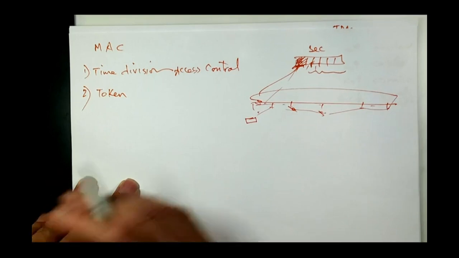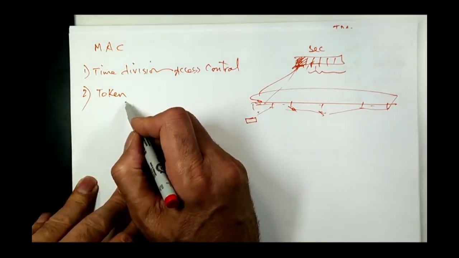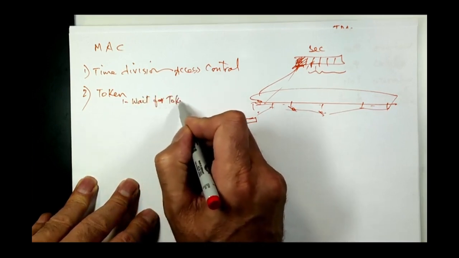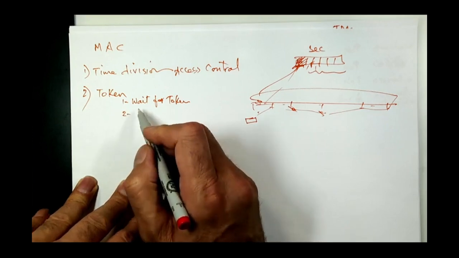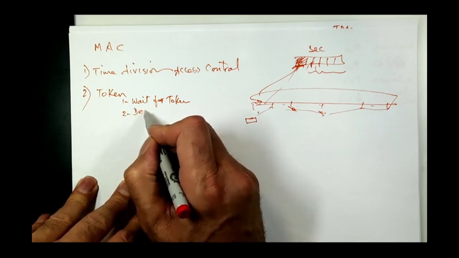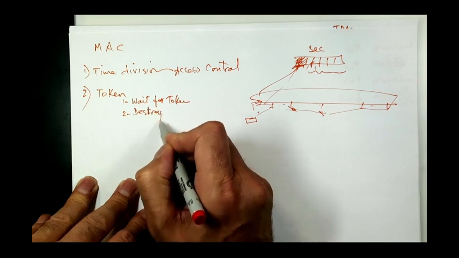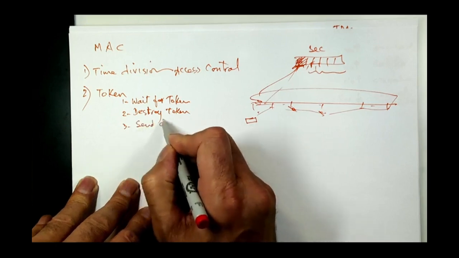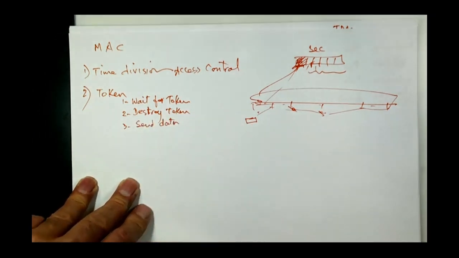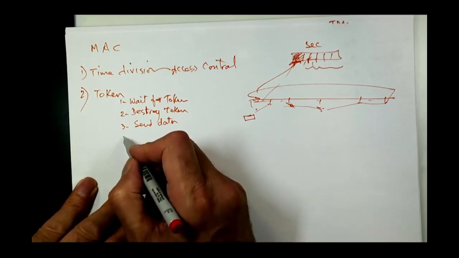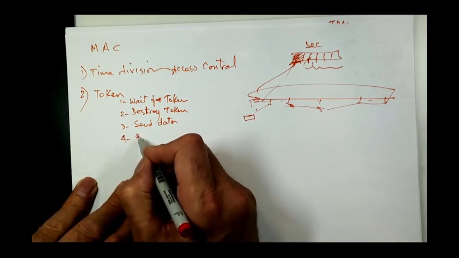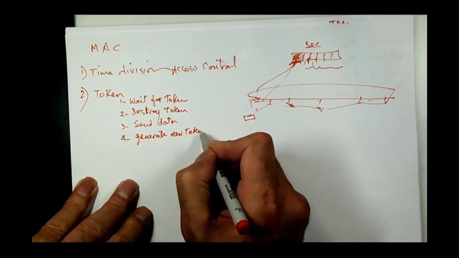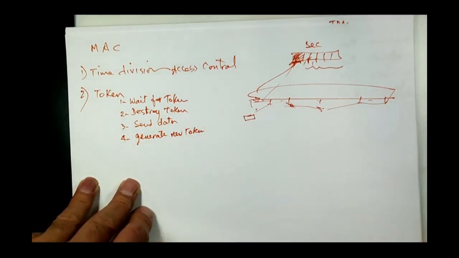And the protocol says if you have data to transmit, first wait for the token. After you receive a token, destroy the token. Send data. When you finish sending your data, then create a token. Generate a new token and pass it to your neighbor.